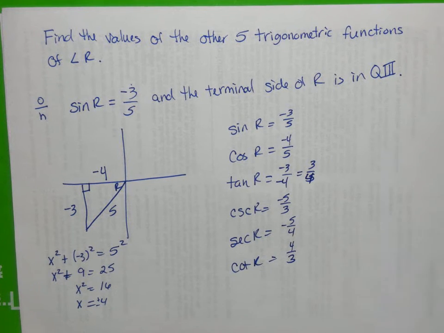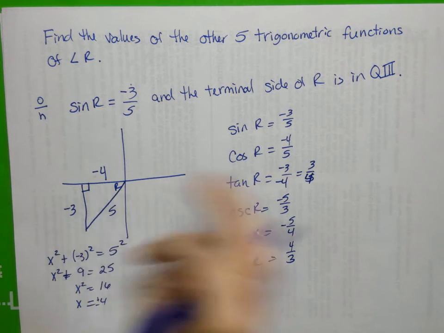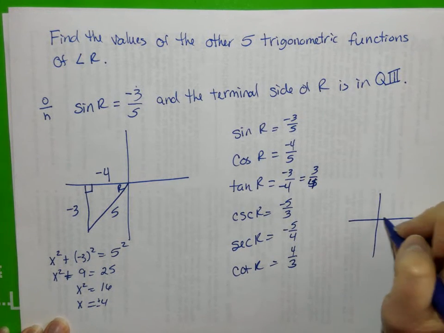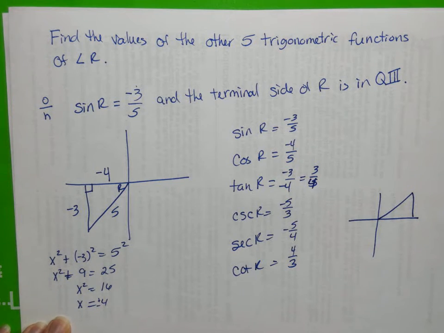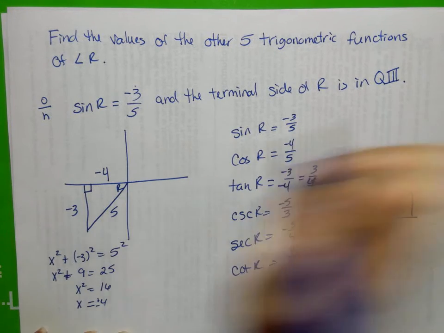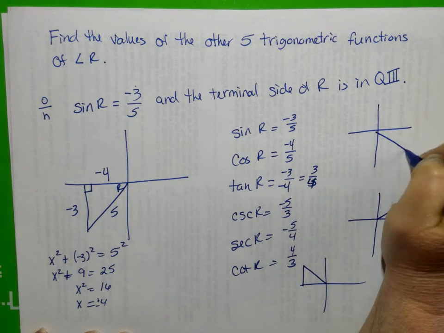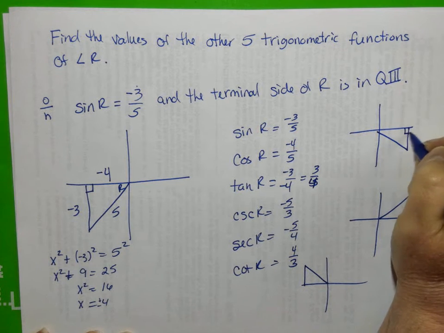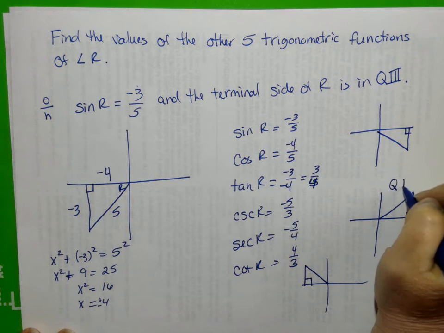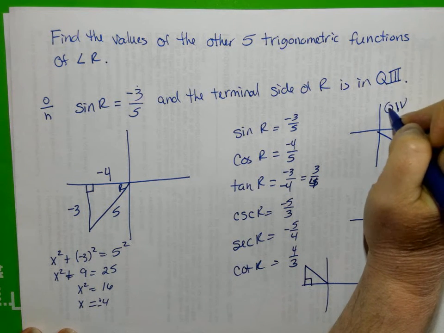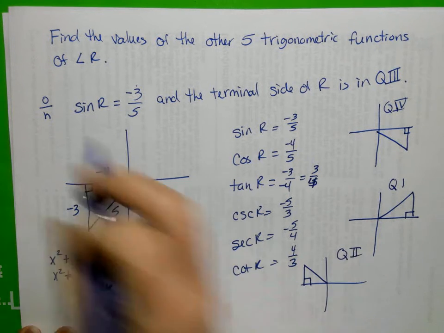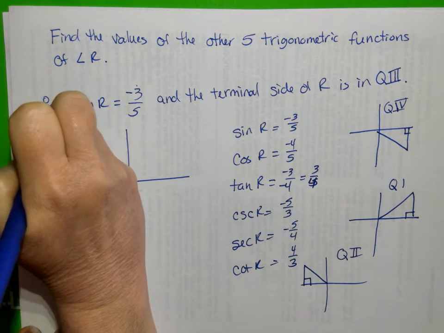Let's do that again. Notice in quadrant 3, this is what my triangle looks like. As a matter of fact, while we're here, let's just draw all 4 triangles. If I'm in quadrant 1, it's going to look like this. If I'm in quadrant 2, it's going to look like this. If I'm in quadrant 3, we already drew it. And if I'm in quadrant 4, it's going to look like this. My right angle is always going to be on the x-axis, like so. So if I'm in quadrant 1, or quadrant 4, or quadrant 2, and here's what it looks like if I'm in quadrant 3.